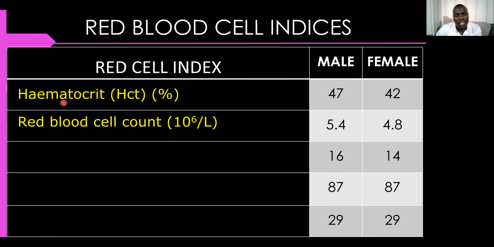We have red blood cell count. As the name suggests, red blood cell count is the total number of red blood cells, usually in 1 liter of blood. The total number of red blood cells per liter of blood. These are the units for both male and female. You take that, you multiply by 1 million. You get the actual amount in males as well as in females. So as you can see here, the males tend to have a higher red blood cell count compared to females.